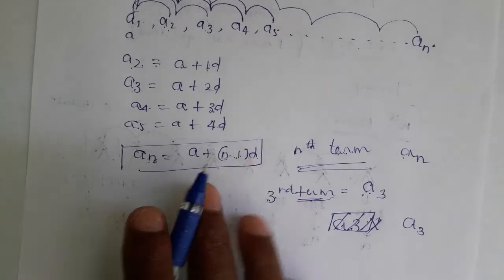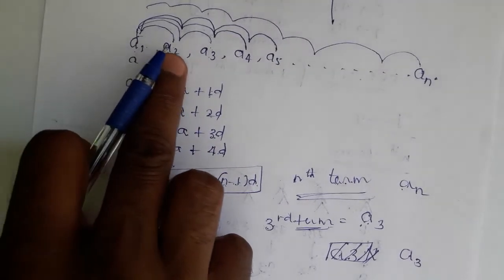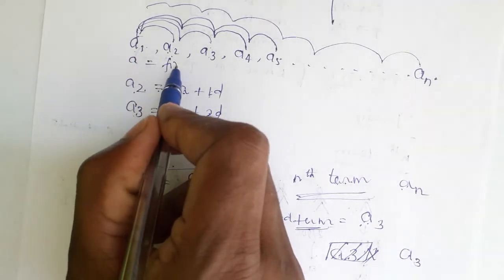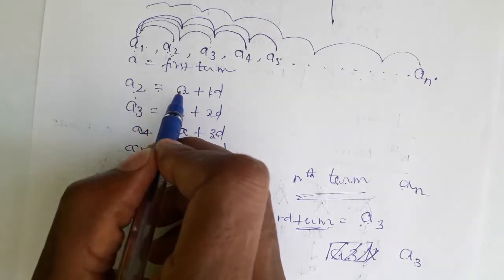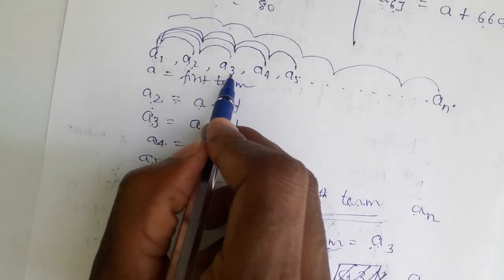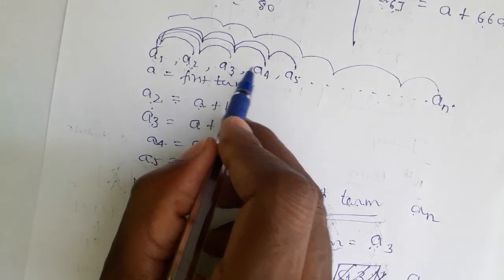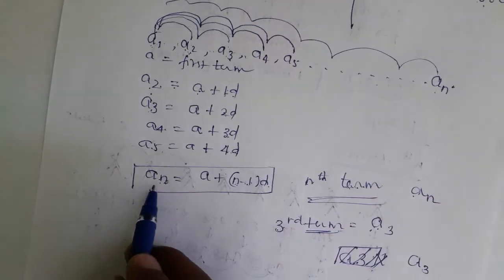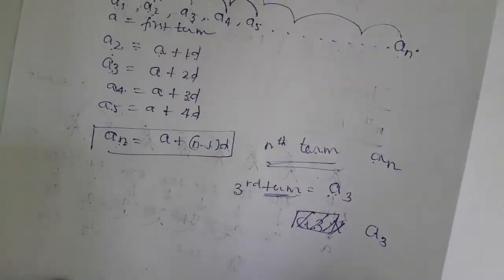In case in the examination, a question like derive the nth term of an AP comes, what you have to do? Write A1, A2, A3, A4, A5, dot dot till An. This A is called the first term. A2 will be written as first term A plus 1 difference more. The third term will be A plus 2 differences more. A4: 1, 2, 3, 3 differences more. Fifth term: 1, 2, 3, 4, 4 differences more. Similarly, nth term will be A plus n minus 1 differences more. See, hope you got this derivation.